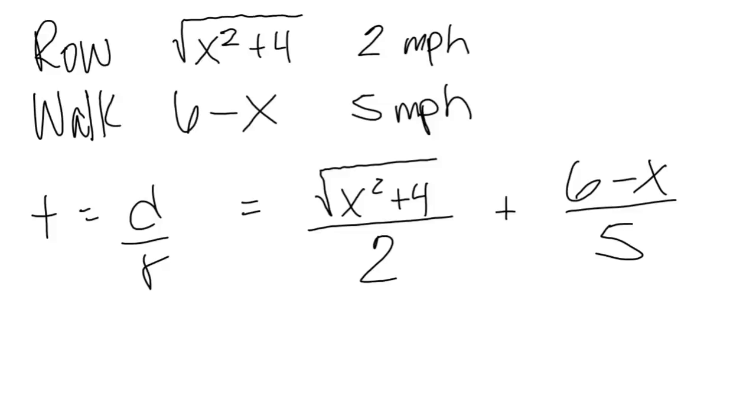And so we know that time is equal to distance over rate. By doing this, we set this up as our walk distance over the walk rate plus the row distance over the row rate, excuse me.